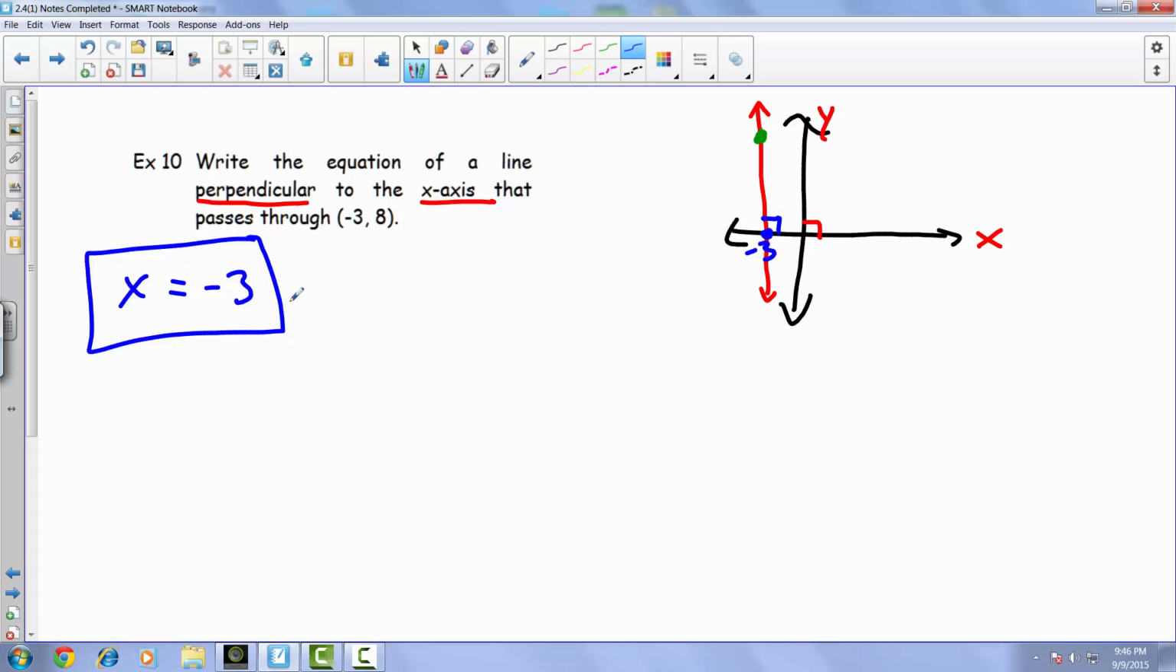Yeah, this isn't necessarily in that form, y equals mx plus b. However, it is in fact a type of standard form. Now, the reason why this is still technically in standard form is if I have x equals negative 3, well, the number right in front of x, if it's not written, it's always assumed it's 1.